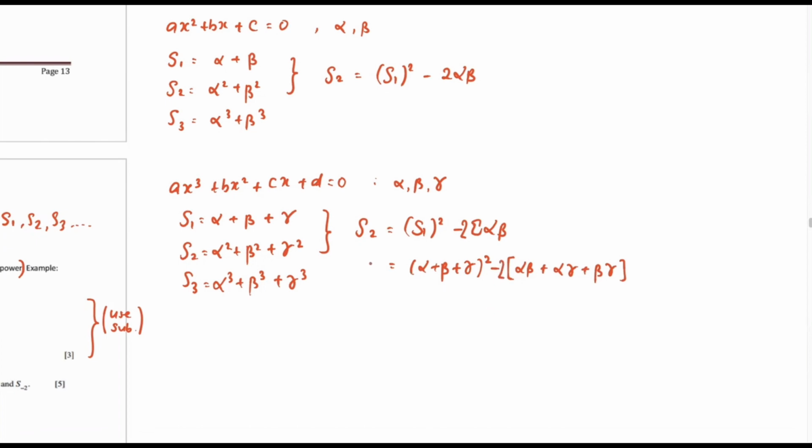The good thing about this is, imagine we have this as our cubic equation. The sum alpha plus beta plus gamma is easy: it is just minus b over a. The sum alpha beta, alpha gamma, and beta gamma is c over a. So we can easily find S2 if they ask for it. So that is the first recurrence relation.